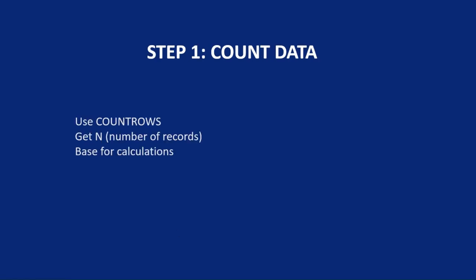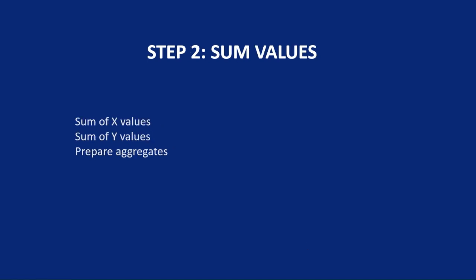So step one is to count the data. First, we calculate the number of observations, n, by using count rows to count the total number of records. This is required for both the slope and intercept calculation. Step two is to sum the values. Now we calculate the sum of x values and the sum of y values. These totals are key components of the regression formula.